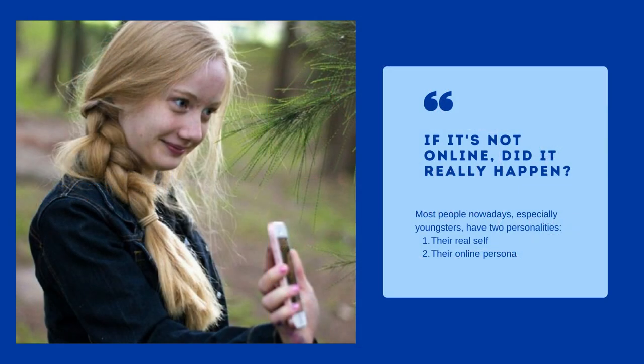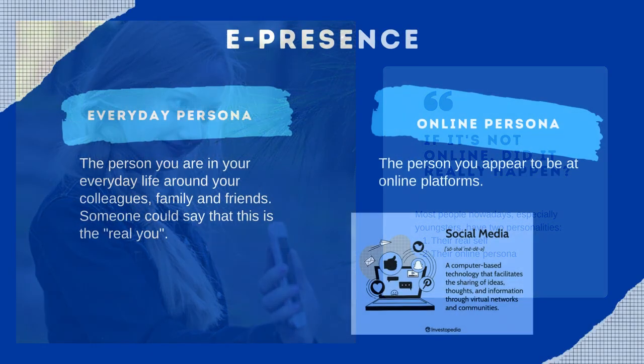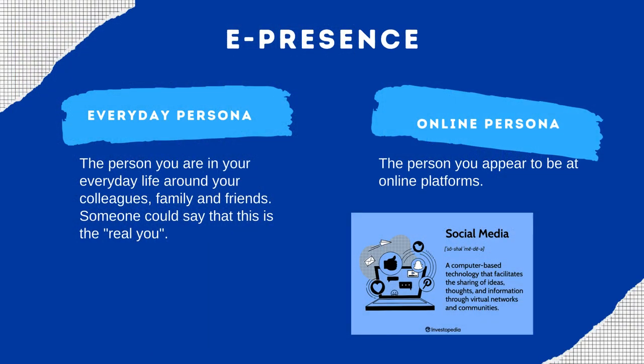But now, let's talk about everyone's online presence. Let's assume that you are quite active online. When you're active, especially on social media, you have a profile which is called your online persona. Many people, especially young ones, share everything online. So, if it's not online, did it really happen? Our online persona consists of the content that we choose to share with our online friends.